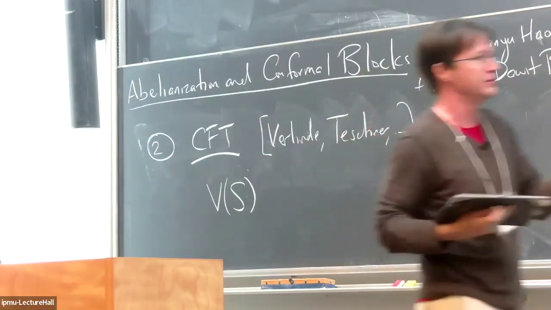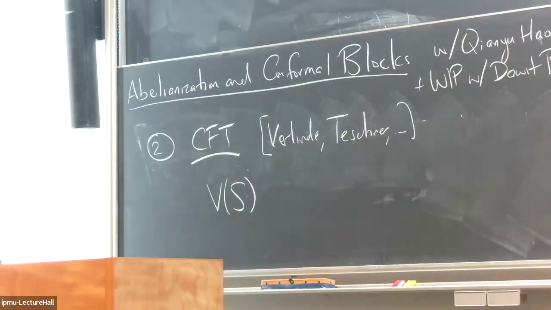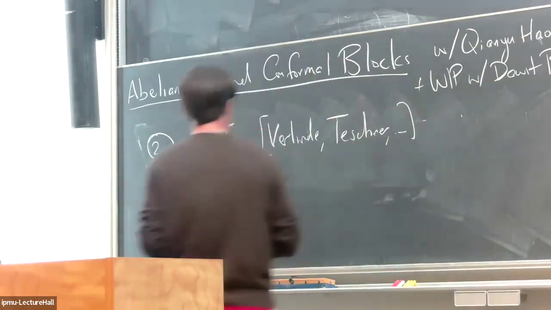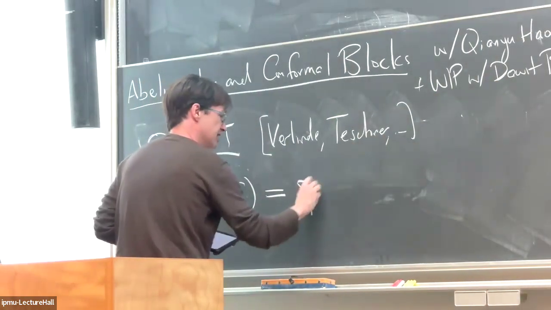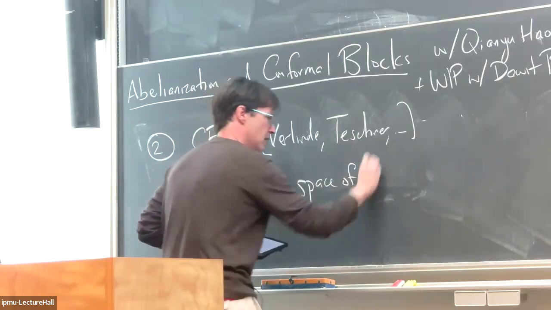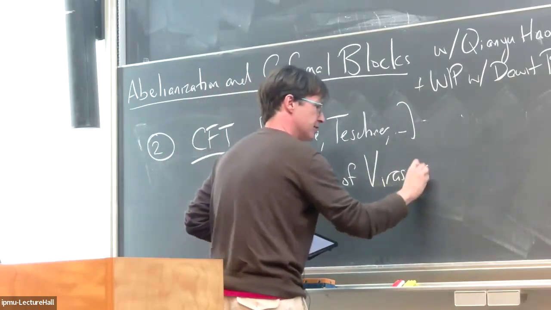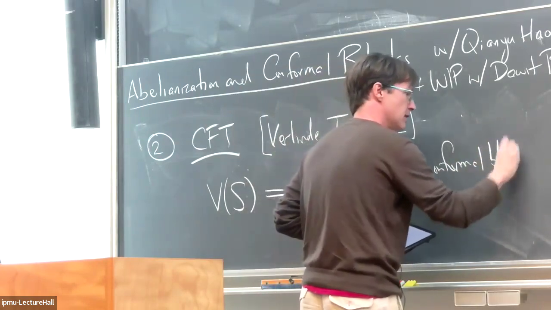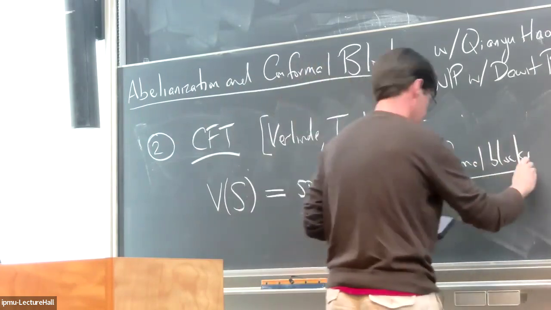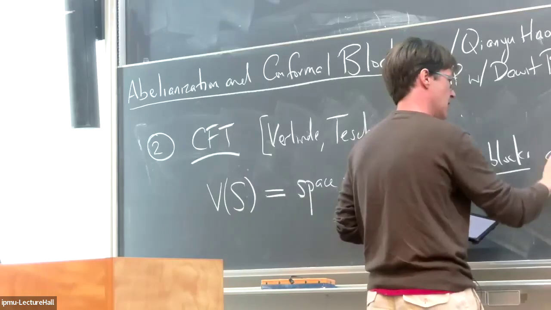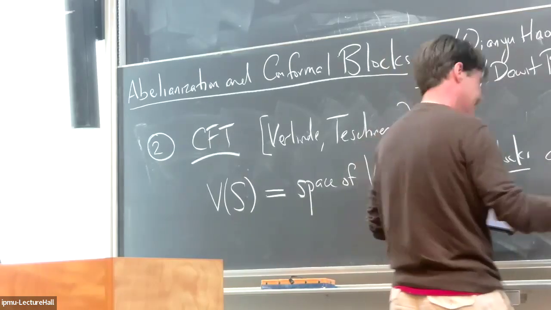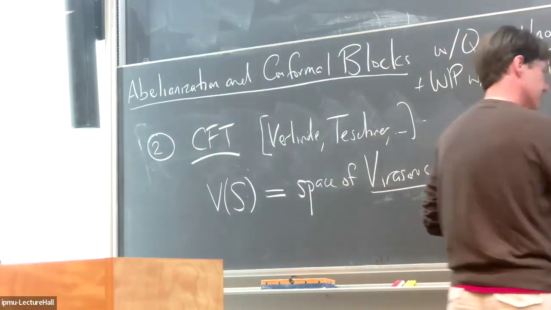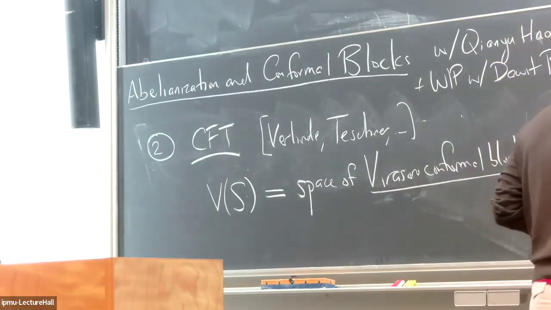we don't make it by this kind of algebraic combinatorial game here. Instead, we just say what it is, and what it is supposed to be is the space of Virasoro conformal blocks at central charge. I have to tell you what this is, of course, but it's just some number, and here's the formula for the number.